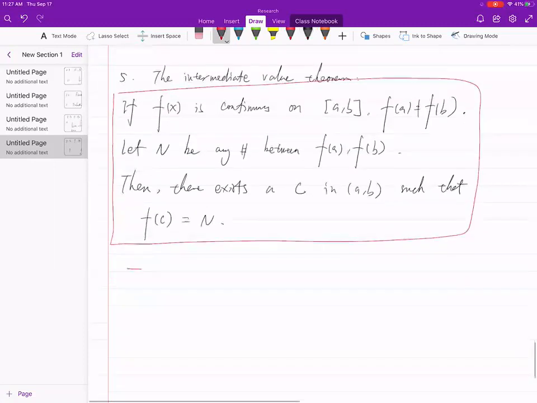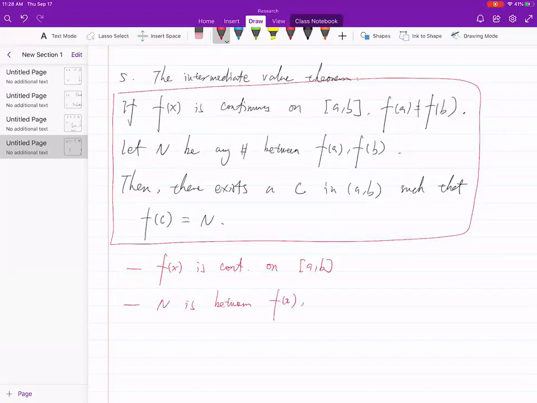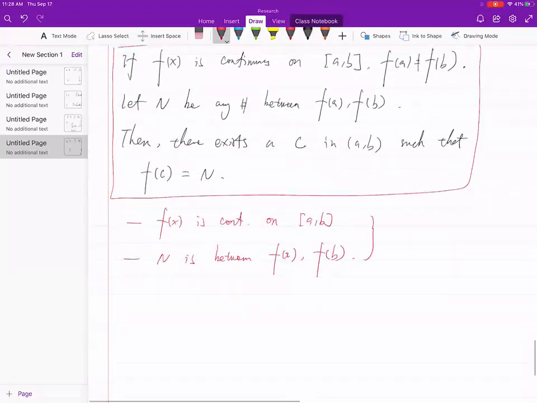Keywords: f(x) is continuous. n is between f(a) and f(b). Conclusion: f(c) equals n for some c in (a, b).